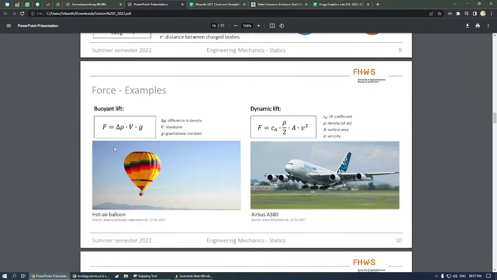Then we have buoyant lift. Buoyant lift is rho into volume into g. Rho into volume gives us mass, into gravity.